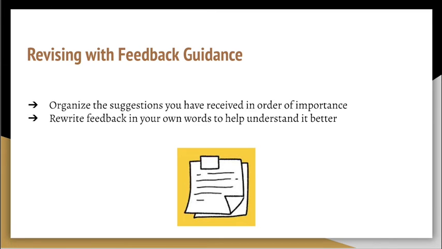Once you receive feedback from an outside reader, you can make a strategic plan for revision by organizing the suggestions you have received in order of importance. If you are submitting to a journal for publication, for example, keep in mind that you may need to respond to all of the feedback you received in writing. You will often need to respond to each of the suggestions posed to you by journal reviewers.